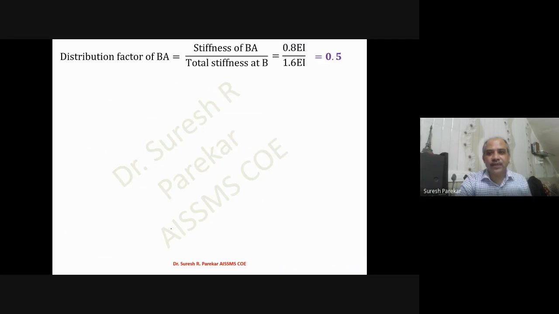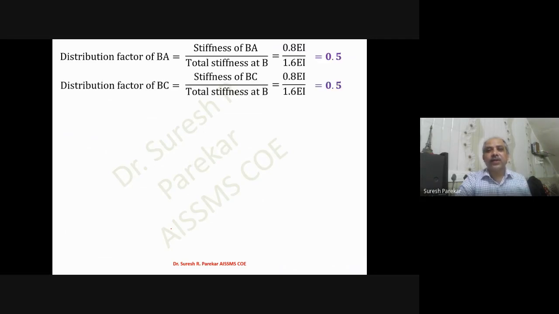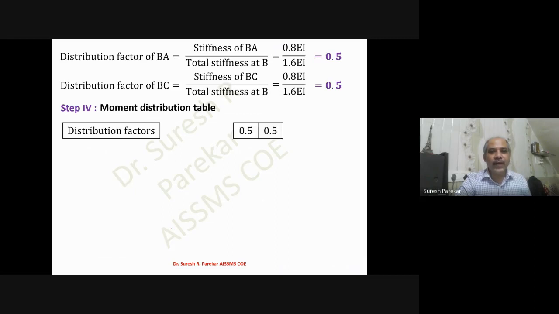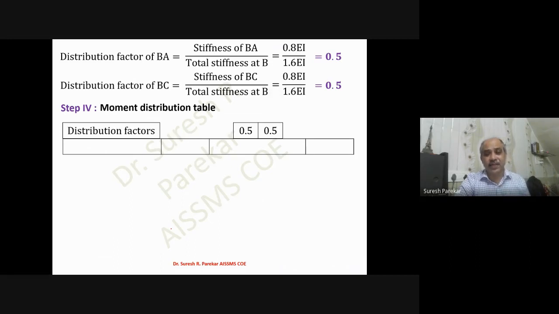And therefore distribution factor, if you will see, as we have same values of stiffness, we have 0.5, 0.5. Then we will go with the distribution table. Now we have to first go for distribution factors. I have 0.5, 0.5 because my stiffness is same. Then now we have same steps. We have for joints A, B, C.